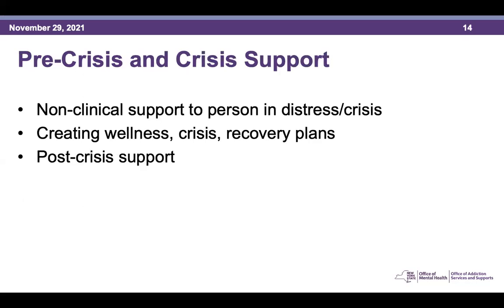And the last component is pre-crisis and crisis support. This is a non-clinical support to a person who is currently in distress or crisis. The peer is able to accompany, support, or advocate on behalf of the person in an emergency room or crisis unit or any other service to help assist with their current crisis. They're also able to assist the person in the moment with putting their wellness crisis or even recovery plan into action. They're also able to provide short-term post-crisis support.